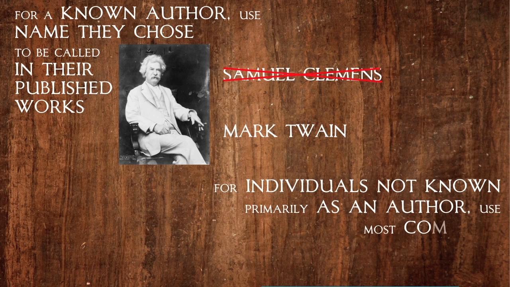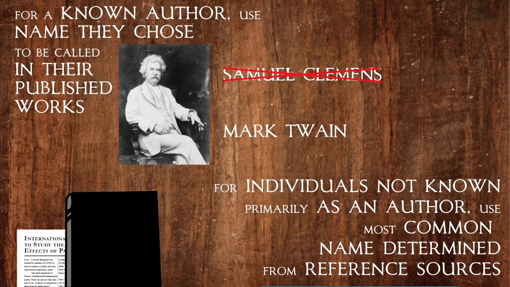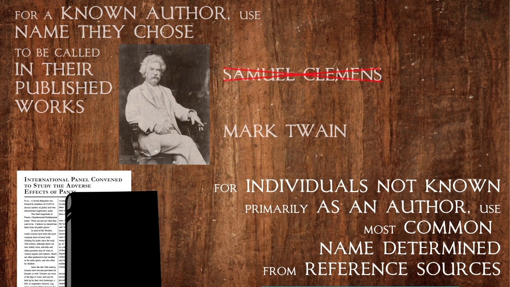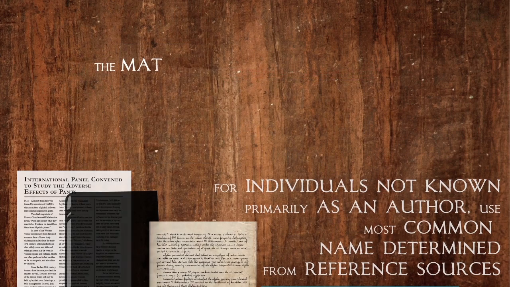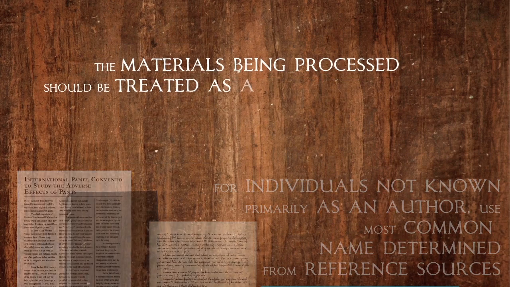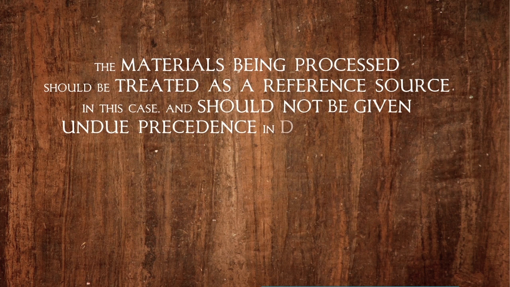For individuals that are not known primarily as an author, the most common form of the name should be determined from reference sources, such as books, articles, biographical dictionaries, genealogy databases, and other resources. The materials being processed should be treated as a reference source in this case, and should not be given undue precedence in determining the most common form of the name.